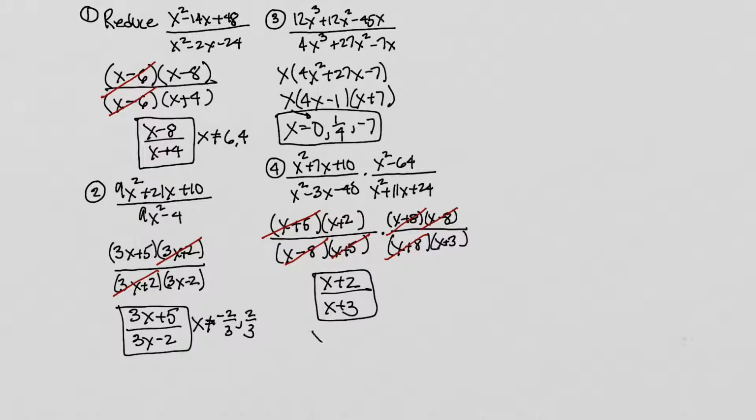I'm going to say this is going to be true as long as x is not equal to, now take it back one step here. What can x not be? Look at these denominators. What's going to give us 0? Positive 8, negative 5, negative 8, negative 3. All right, so we have to exclude 8, negative 5, negative 8, and negative 3.